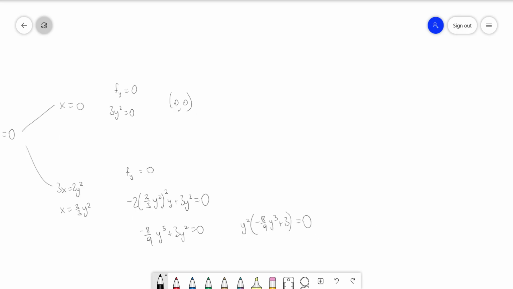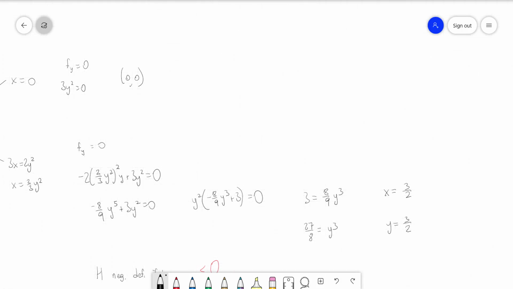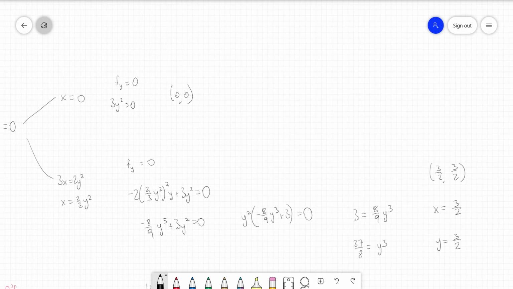So therefore, I just need to consider the other possibility that 3 is equal to 8/9 y cubed. So 27/8 is equal to y cubed. So cube rooting that, we'd get y is 3/2. And then we could plug that into here to get x. And I think you'd get x is 3/2 as well if you did that, okay? So it looks like we have two critical points, 0, 0, and then 3/2, 3/2. Okay.